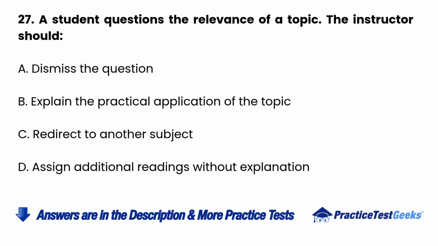27. A student questions the relevance of a topic. The instructor should: A. Dismiss the question. B. Explain the practical application of the topic. C. Redirect to another subject. D. Assign additional readings without explanation.